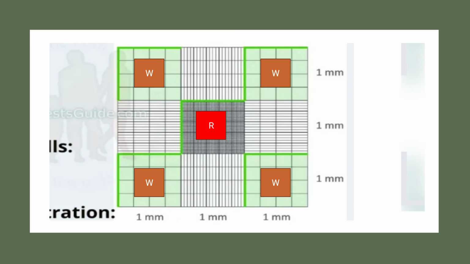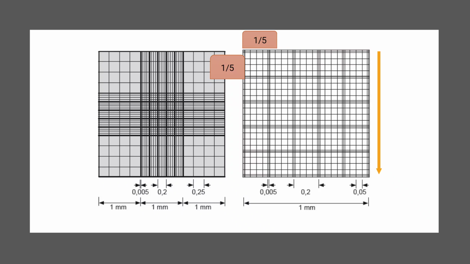Now if we focus it under the high power objective, we will see that this 1 millimeter square area, the RBC counting chamber, is further subdivided into 25 large boxes. 25 boxes means 1 millimeter is divided into 5 parts.